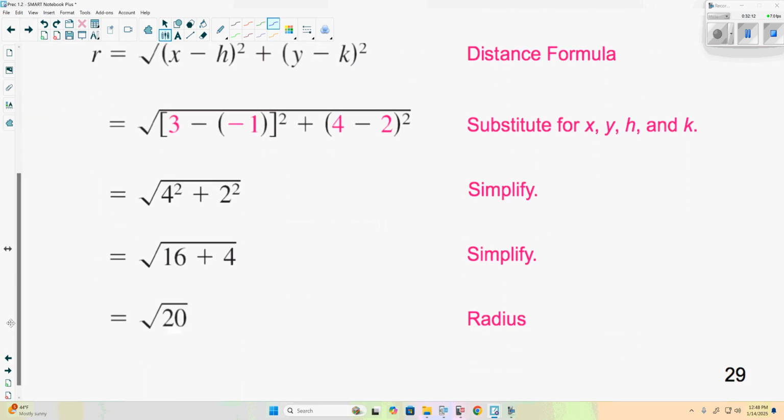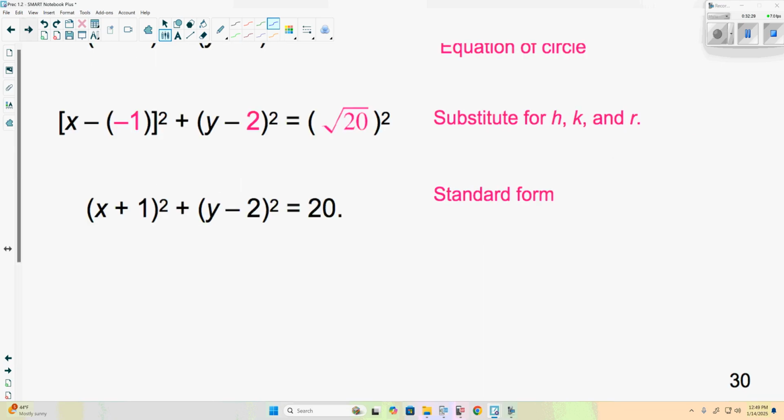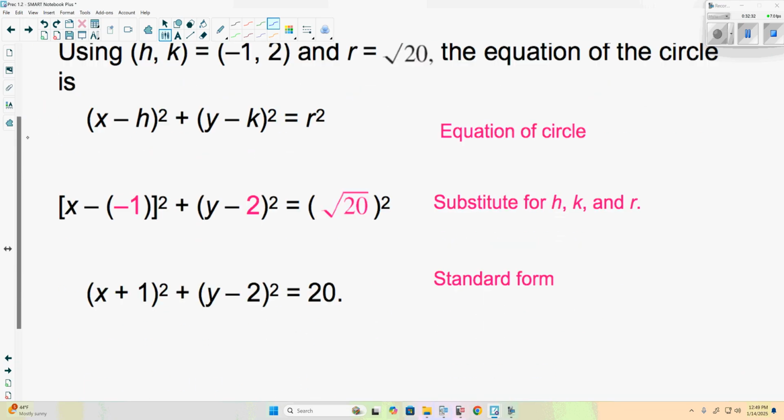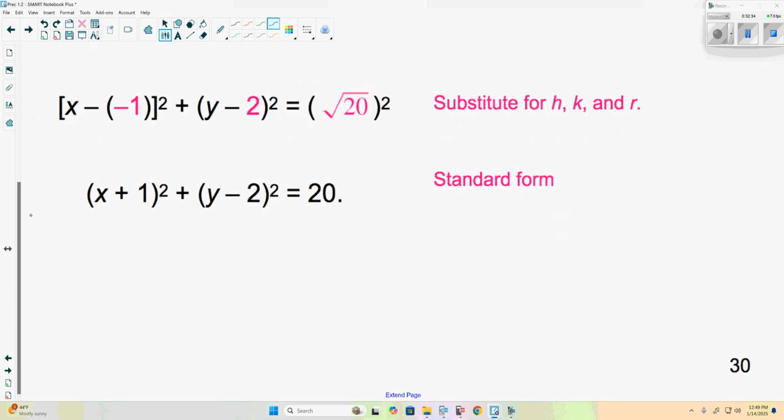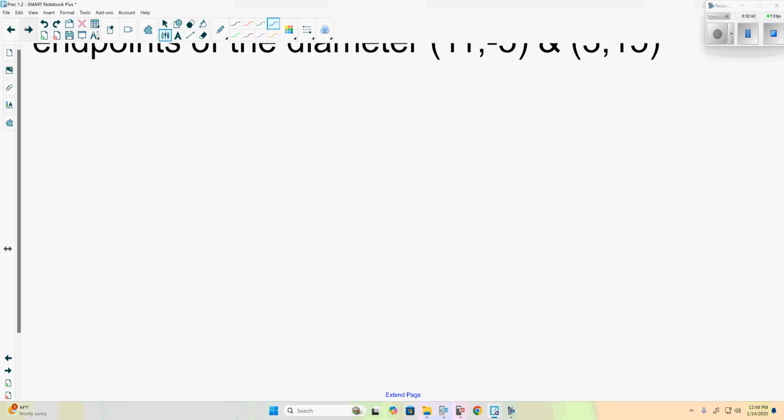So here they did the distance formula a little bit different. Instead of having negative 1 minus 3, they did 3 minus negative 1. Well, 3 minus negative 1 is 4. 4 squared is 16. We still get the same point. 4 minus 2 is 2. 2 squared is 4. Get the same spot. And it tells us that our equation is x plus 1 squared plus y minus 2 squared is equal to 20. That's it. Questions on this here? All right.